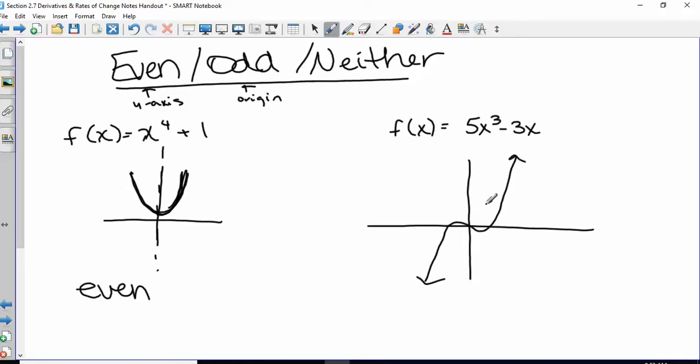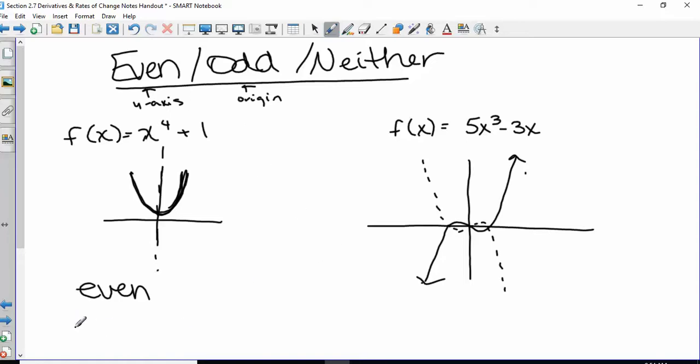So even means symmetric to the y. If I folded this thing on the y-axis, it would look like this. Does that overlap itself? No, so it's not even. Odd is symmetric to the origin. That means you have to fold over the y and over the x. If I fold twice, would this thing overlap itself? Yes, it would. If you can't tell for sure from your graph, you could always zoom in a little bit and kind of look. The other option, we talked about plugging in negatives.